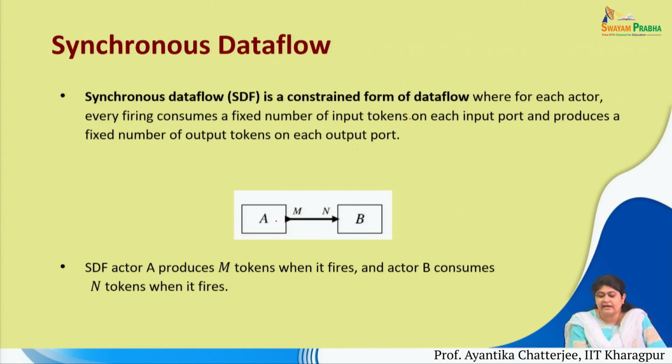Here, in this A to B communication, the number of tokens that can be generated is not unbounded now. Now we know we have a constraint that A can produce a maximum of M tokens at a time and B can consume a maximum of N tokens at a time. Okay. So, SDF actor A produces M tokens when it fires and actor B consumes N tokens when it fires.